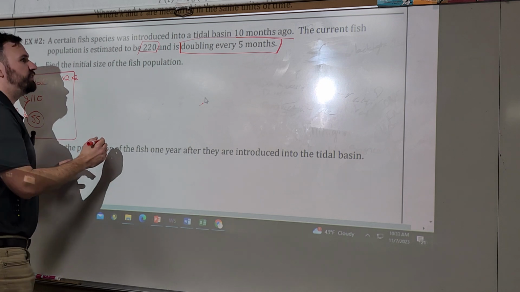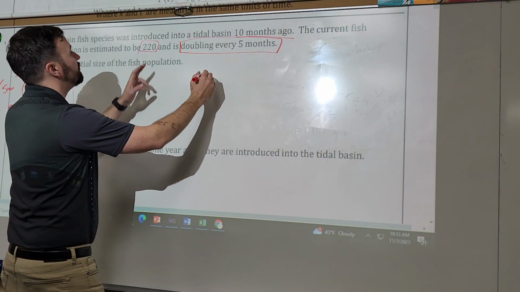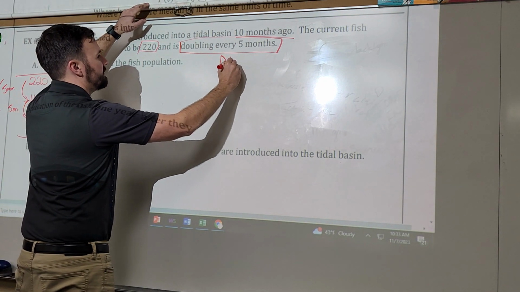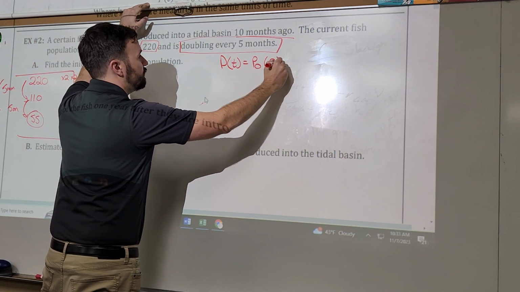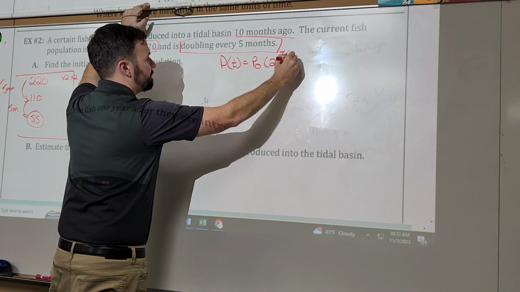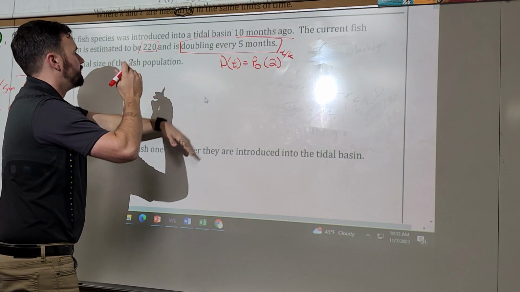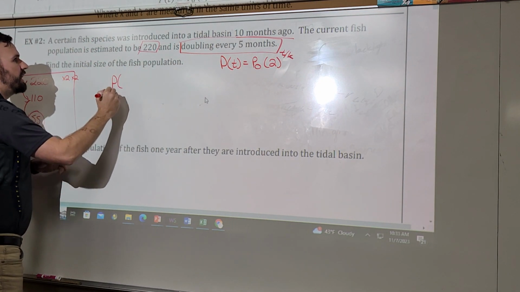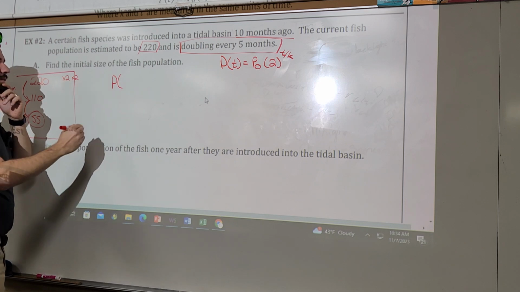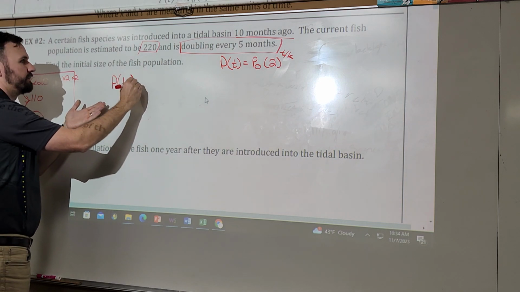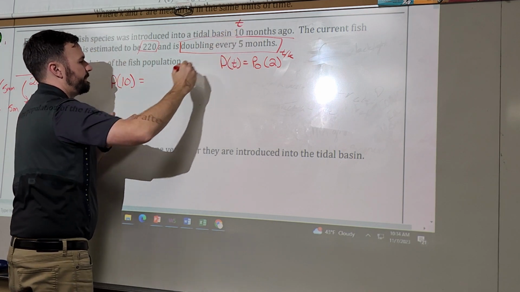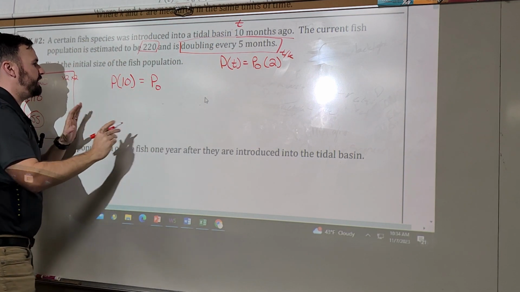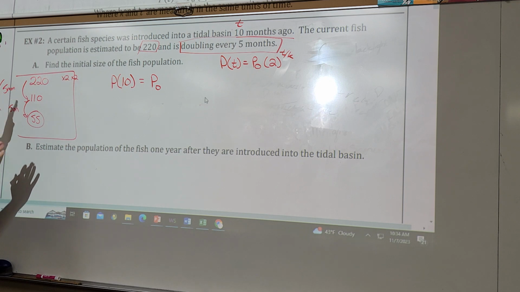I would set my equation. My equation is usually P of T equals my P of O times 2 to the T over K, right? So I'm plugging in how many months have went by? 10. That's going to be my T, right? Do I know my initial yet? Pretending I didn't do this.